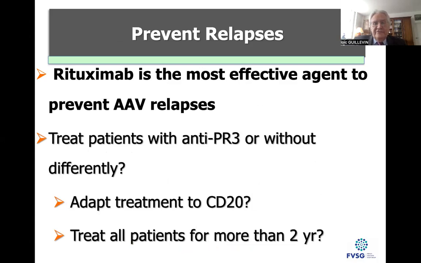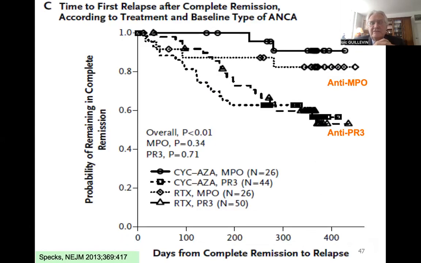And for that, we built another trial, and we tried to adapt the treatment to CD20 or to the presence of ANCA. We had a first response to the interest of immunological markers coming from the studies, the long-term follow-up of the RIF study. You can see that independently of the treatment, when you are anti-MPO, you relapse less than when you are anti-PR3.